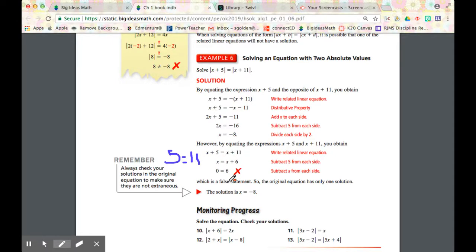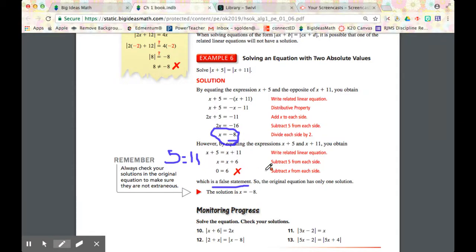So both cases still hold true for this problem as far as they are a false statement. 0 does not equal 6, and 5 does not equal 11. Y'all aren't dumb. I know y'all know that. That's easy. So when you get to an answer that is obviously a lie, you know that that is not a solution. So your only solution is the other answer that you got. So on this problem, the only answer, after all that work, is x equals negative 8.